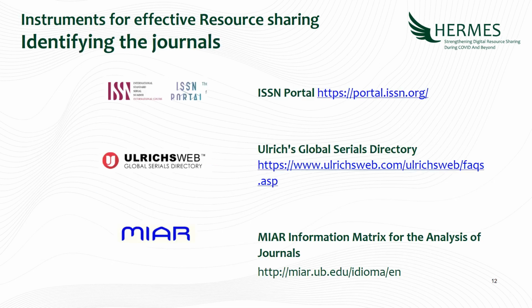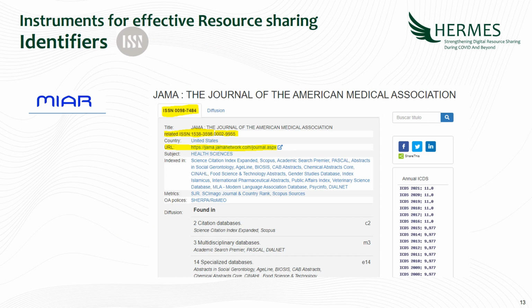So I use these platforms to find out about the journals, besides the catalogs, of course. The ISSN database is not free, neither is Ulrich's web, but MIAR is free and is a Spanish initiative of the University of Barcelona that collects data of scientific journals for their identification and analysis.